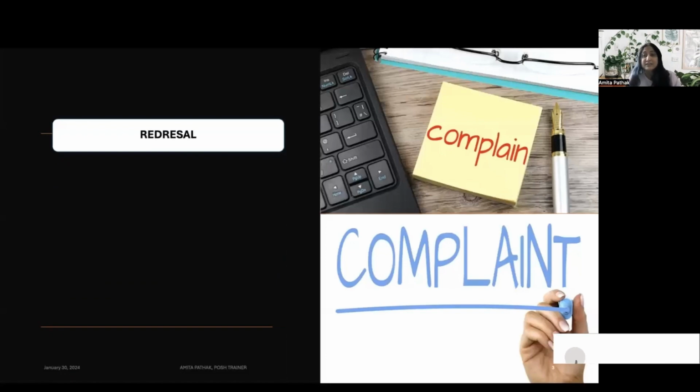What we study in this module is the redressal system. Once we have a sexual harassment complaint, how can we redress that complaint?